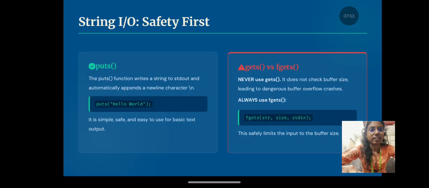Gets versus fgets. This is a huge interview or exam topic. Never use gets. It is dangerous because if a user types more text than your variable can hold, it crashes the program. Buffer overflow. Fgets is the safe alternative. You tell it the maximum size so it stops reading before the memory overflows.